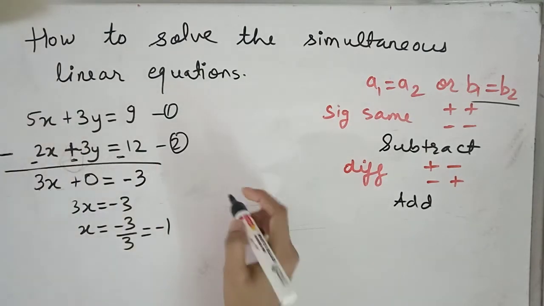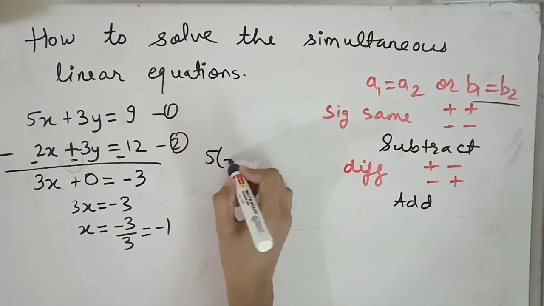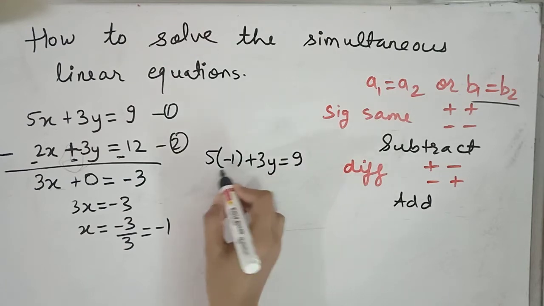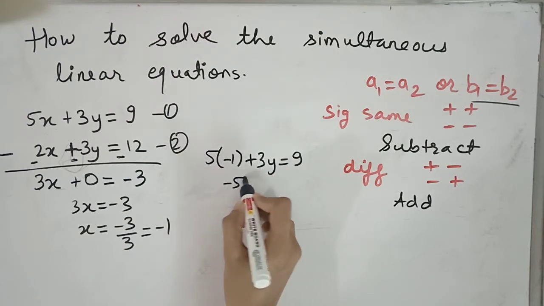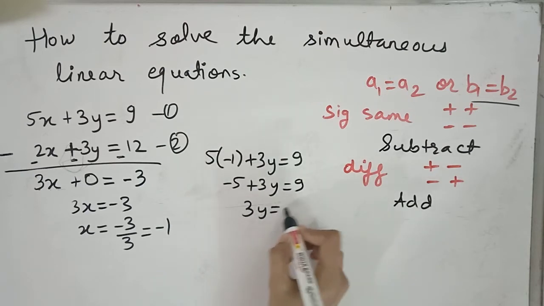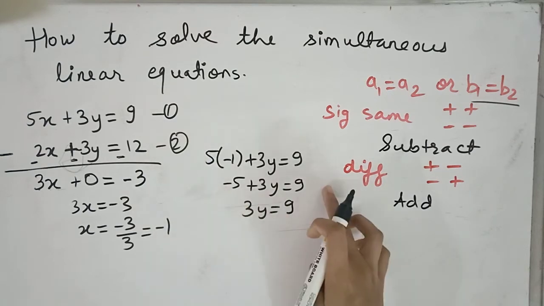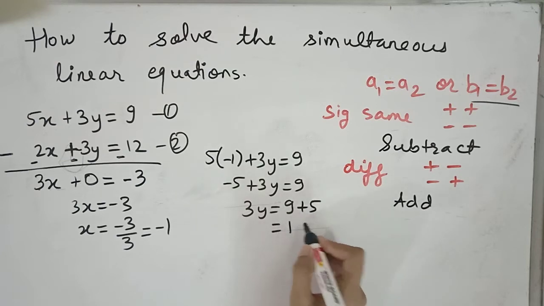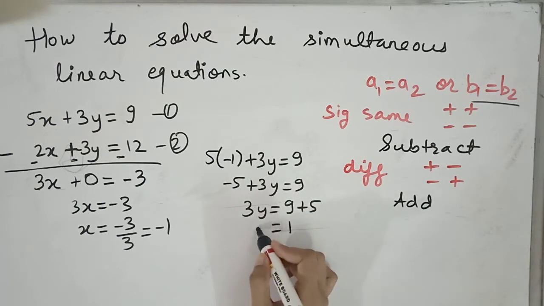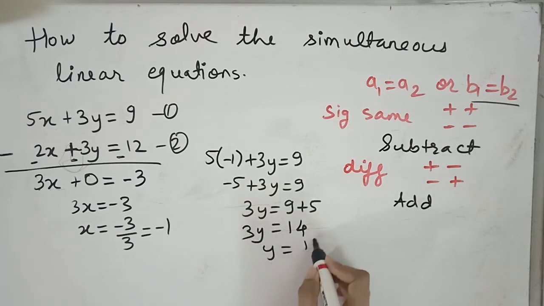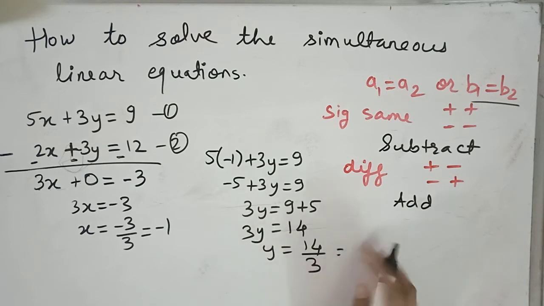Now put the value of x in the first equation. 5 into x, which is minus 1, plus 3y is equal to 9. 5 into minus 1 will be minus 5, plus 3y is equal to 9. Now this minus 5 we will shift over here, that will be plus 5. 9 plus 5 is 14. 3y is equal to 14. So y will be 14 upon 3. Keep it as it is.